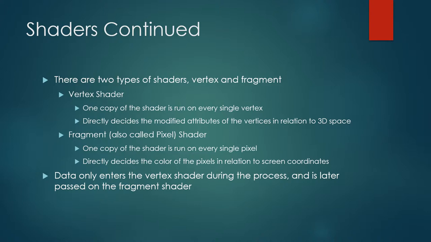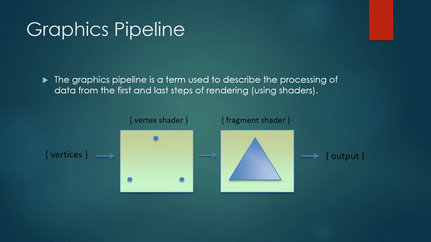Remember that uniforms are consistent between separate instances of each shader, but attributes are different between these instances. The fragment shader, also called the pixel shader, decides the color of each pixel on a screen. Every pixel inside a face will have a fragment shader run on it. One important distinction to make is that data only enters the vertex shader directly and is then passed on to the fragment shader. The process of passing data from the main program to the vertex shader and then this data getting passed on to the fragment shader is known as the graphics pipeline.